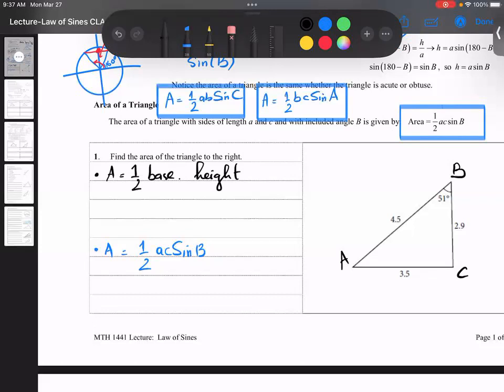1/2 base times height. What is the base, and what is the height here? Can someone tell me? Base first, base is 3.5, and then height is 2.9. So as long as the two lines intersect at 90 degrees, that's your base and your height. If you plug it into your calculator, it's 5.07. Do take your calculator out and check the result with me. Sometimes I get it wrong. There's no unit, so I'm going to call that square units.